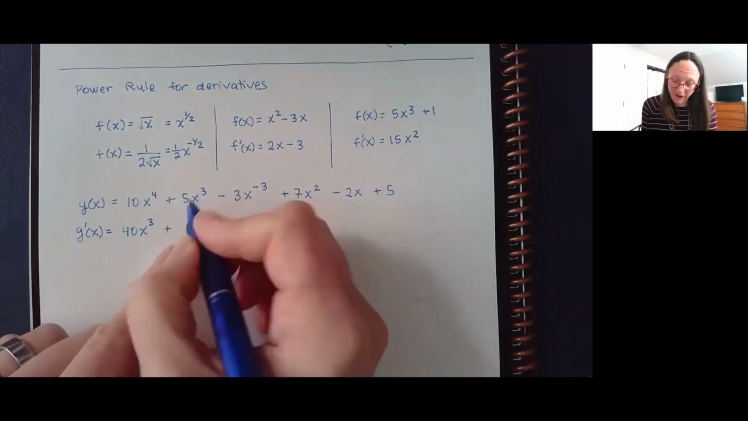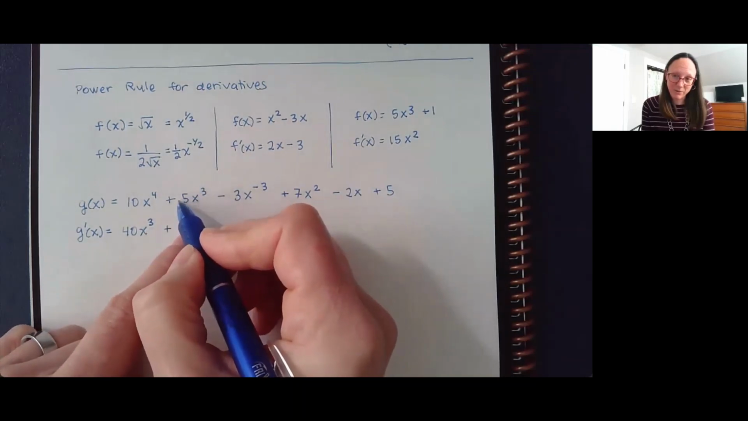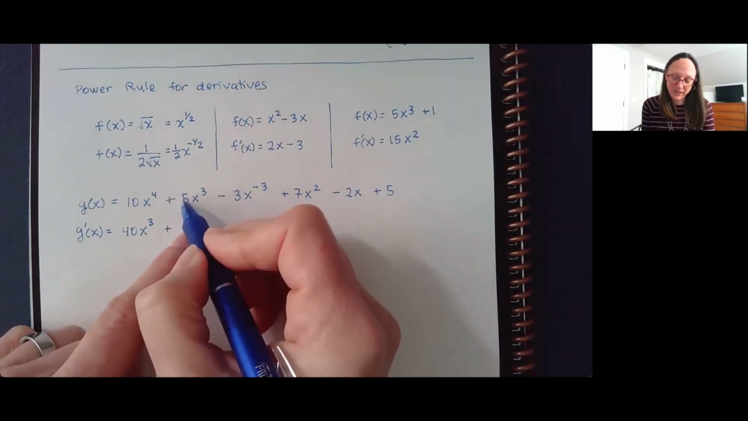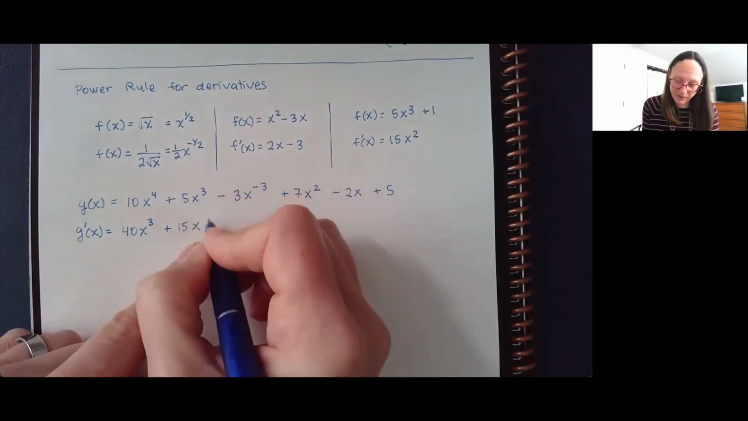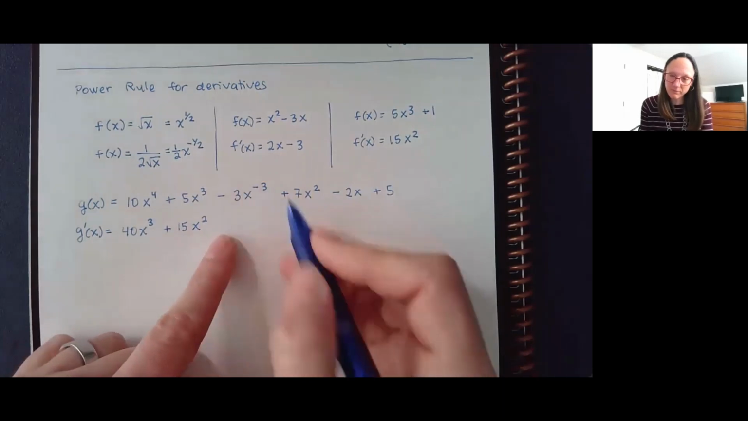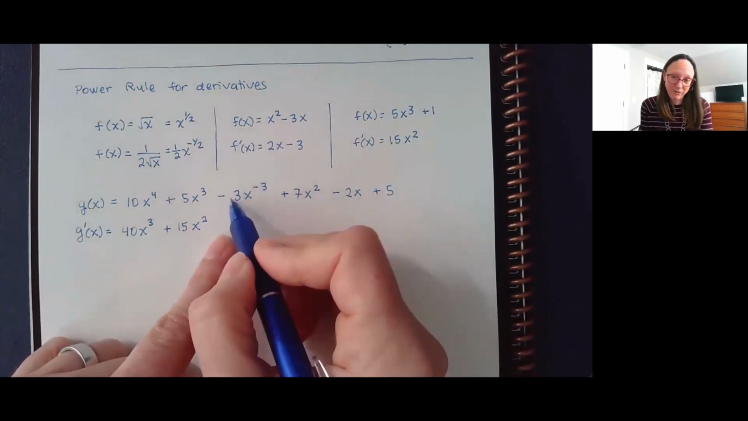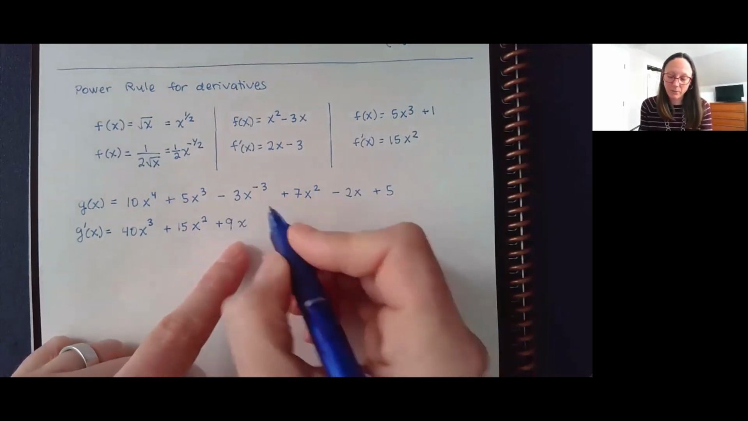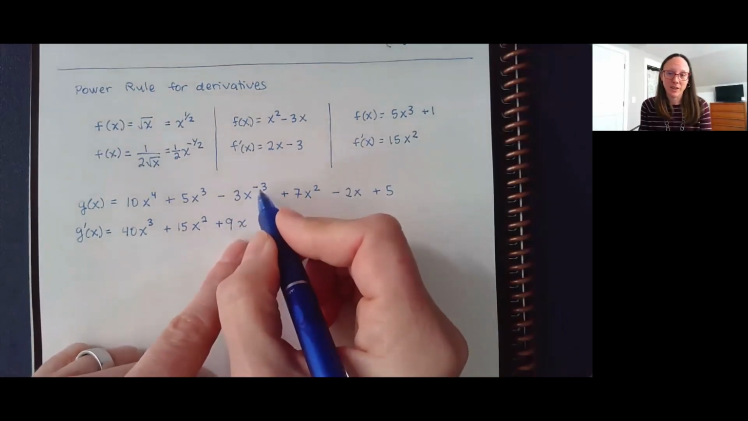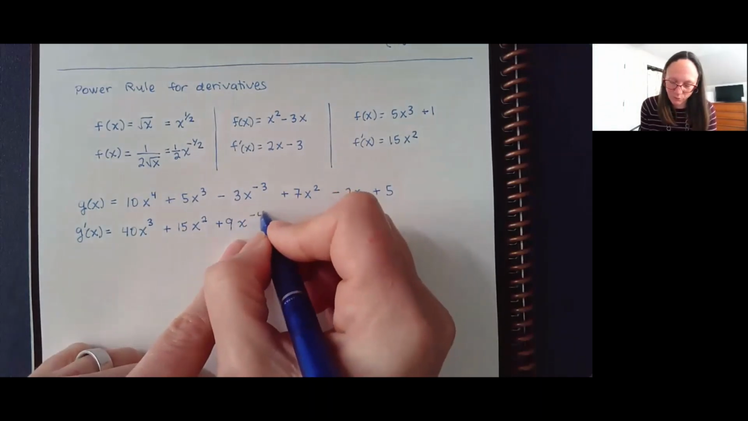That 5x cubed, I'm going to take that 3, bring it down in front, and multiply by the coefficient. So 3 times 5 is 15. Subtract 1 from the exponent. For the negative 3, I'm going to take that power, bring it down in front, and multiply it by that other negative 3. It's going to leave me with a positive 9. And then I'm going to subtract 1 from the exponent. So negative 3 minus 1 gives me a negative 4.